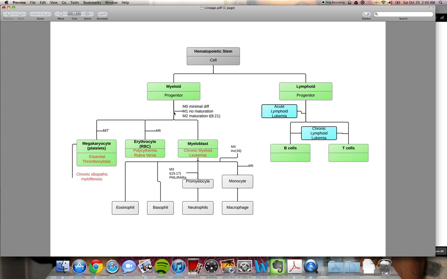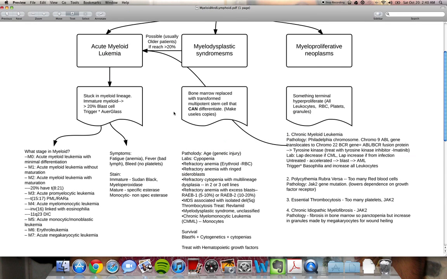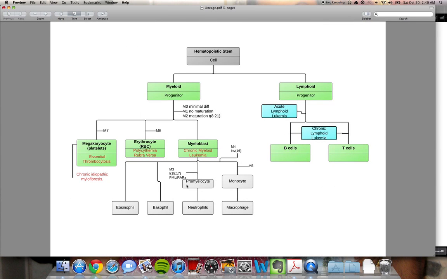Alright, moving on. M3 is acute myeloid leukemia promyelocyte. So it sounds really fancy, but let's look into it. Acute promyelocytic leukemia. It tells us exactly where it's going to be. Promyelocyte is actually the progenitor to neutrophils. So M3, we're getting stuck right here, right before. We're not able to make neutrophils, which will leave us with neutropenia. Now, what is causing this?